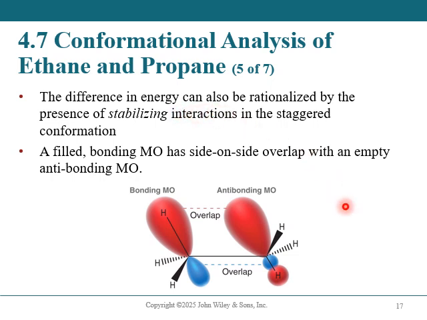The difference in energy can also be rationalized by the presence of stabilizing interactions in the staggered conformation. What does that mean? It means that a filled bonding molecular orbital has side-on-side overlap with an empty antibonding orbital. So you have a little bit more room. Those molecular orbitals that have electrons have more room to just spread out, lowering the energy. And when you go from that into an eclipse position where you have less room, your energy has to go up, right? Because your electrons are getting squished back into a smaller volume.